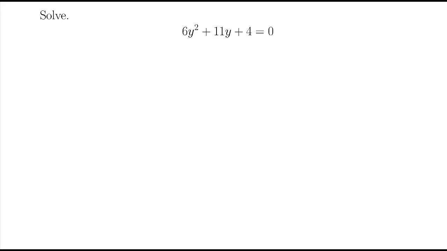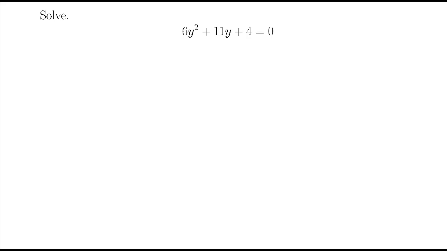Let's solve the equation 6y squared plus 11y plus 4 equals 0. Okay, we're going to solve this by factoring. We're going to factor the left expression, so that way we have two factors multiplied together that equals 0. Then we will use the zero product property to find two simple equations that we can solve and find our two solutions. Okay, we need to factor 6y squared plus 11y plus 4.